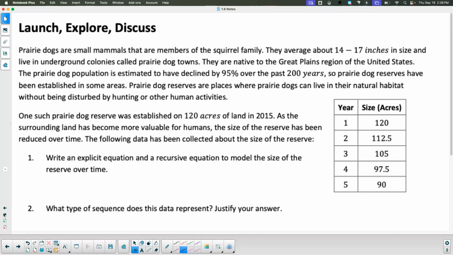First question: if it's asking us to write an explicit equation, we have to know what kind of sequence it is, because that determines how we write the equation. So is this sequence arithmetic or geometric? Arithmetic. Why? Subtraction. Do we all agree that we are subtracting 7.5 each year? Adding and subtracting, that's arithmetic. We're going down by 7.5 per year.